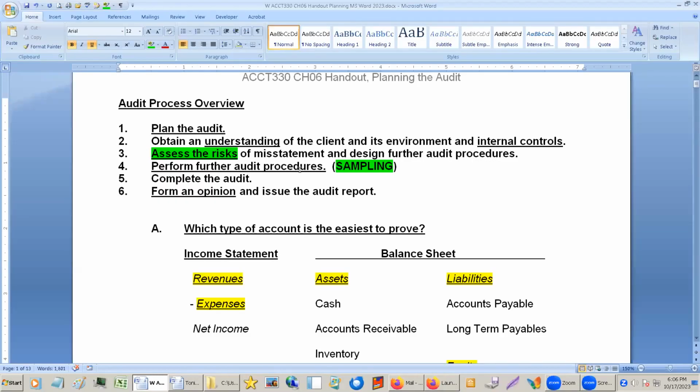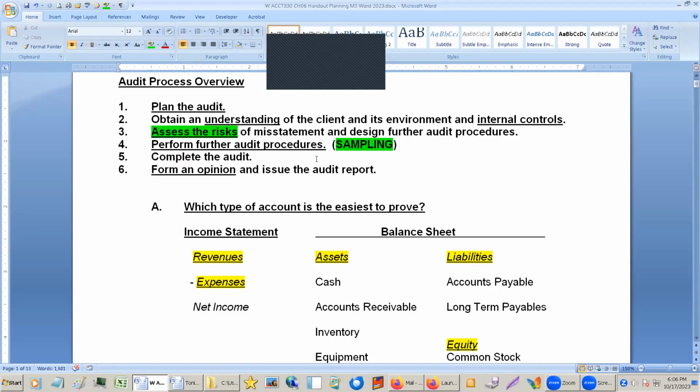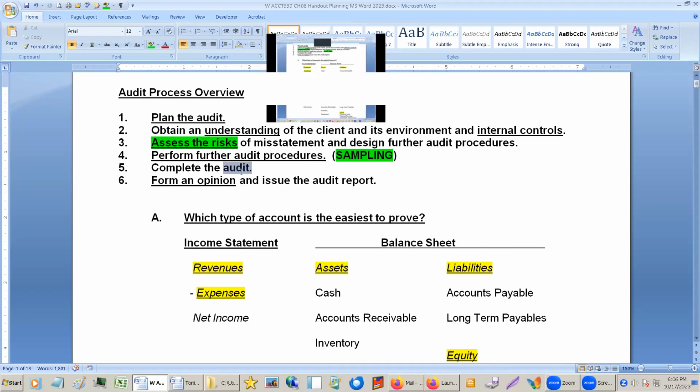So basically, you get an understanding of the client, and then you go, okay, what could go wrong? What are the things that could go wrong on this audit as far as risks are concerned? And from those risks, you then make a plan. Okay, how do we mitigate these risks? How do we reduce the likelihood of these risks? So that's what we're talking about when we get to the sampling. If we think there might be a problem in some of the accounts, we do a sample of those accounts. Completing the audit, there are some more procedures that we do.